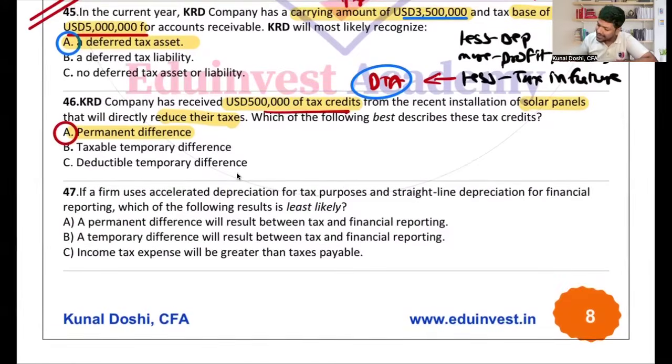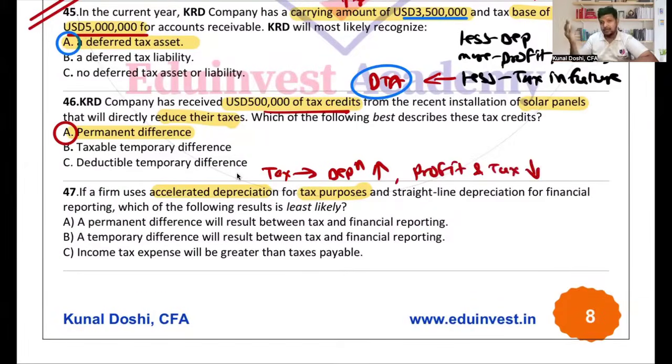A firm uses accelerated depreciation for tax purposes. So for tax, my depreciation is higher, correct? Higher depreciation means my profits and taxes will be lower, isn't it? Lower now, more in the future. So this is going to be my DTL, isn't it?